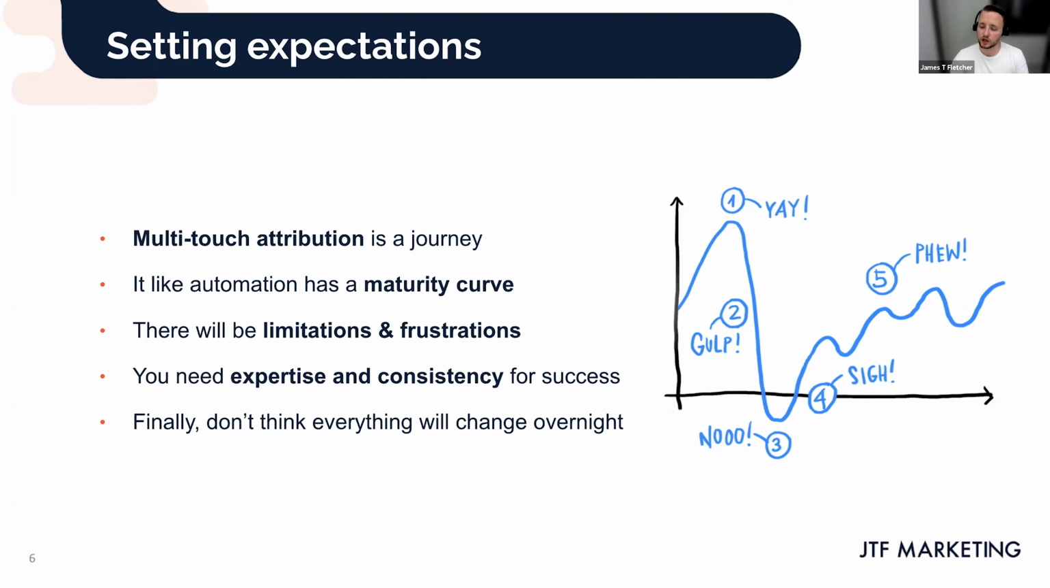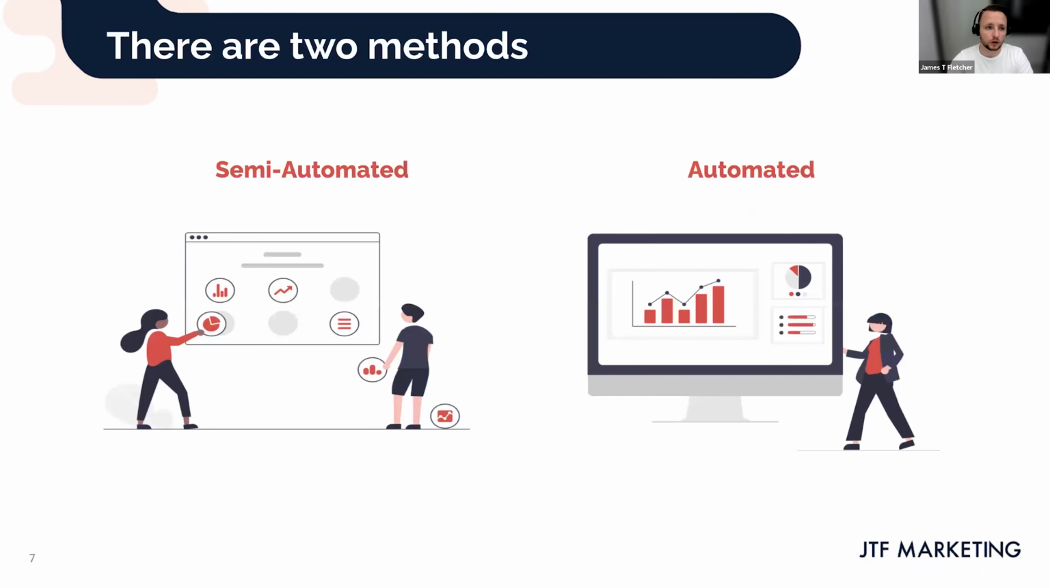Unfortunately, we'd all love it to change overnight. You can do a lot of data cleanup overnight, of course, but what we've still got to look at is the bigger picture, the holistic picture, to see where are we on that journey? Have we improved from where we are? Do we have a story to tell the board? And what does that then look like? Now, there are two methods of attribution. There's semi-automated and there's automated. We will go into a little bit more detail on each in a second.